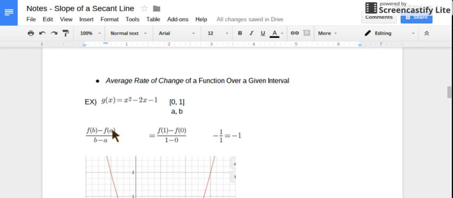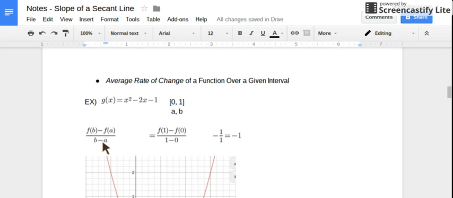Then I want to plug in my a value and evaluate my function. So if I plug 0 in, that's going to cancel the first 2 terms, and I'm going to be left with negative 1. So f of b minus f of a becomes f of 1 minus f of 0, and that becomes negative 2 minus negative 1, which is just negative 2 plus 1, or negative 1.